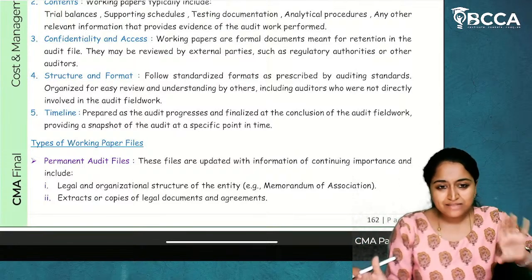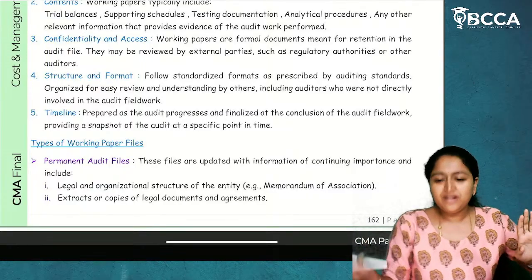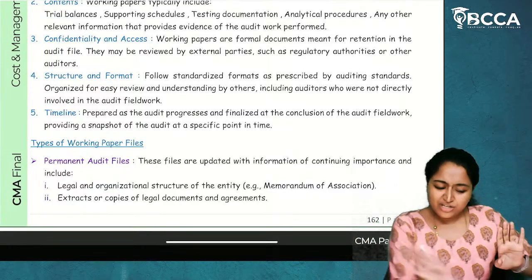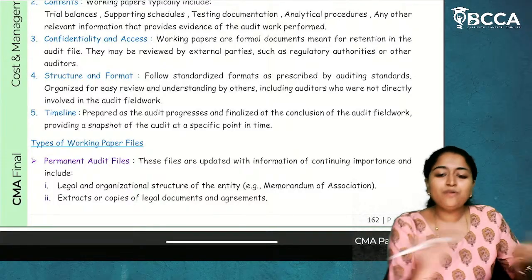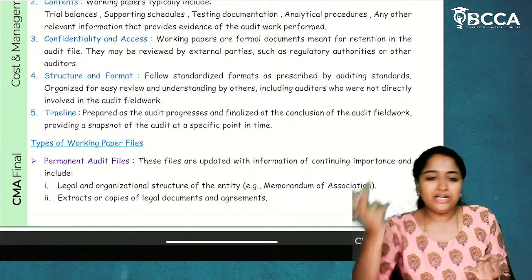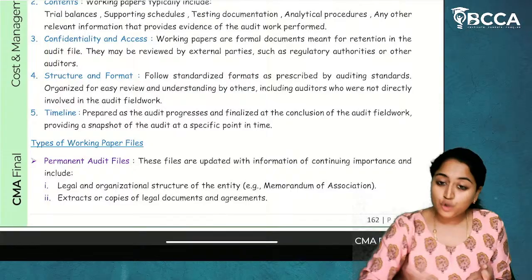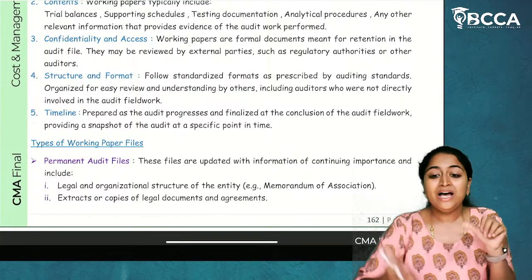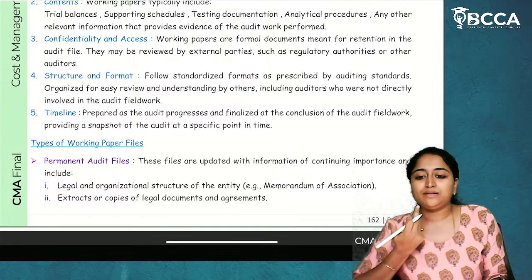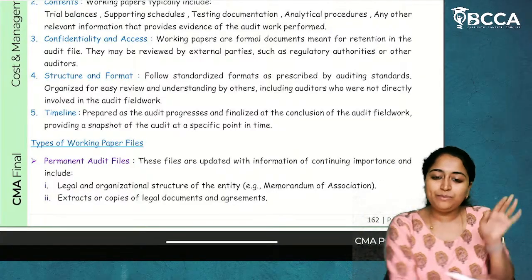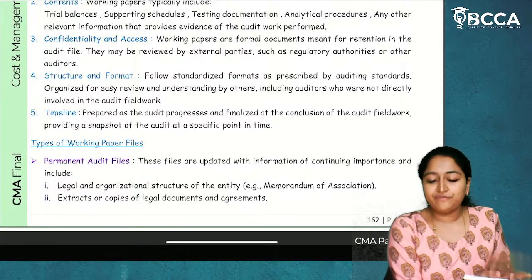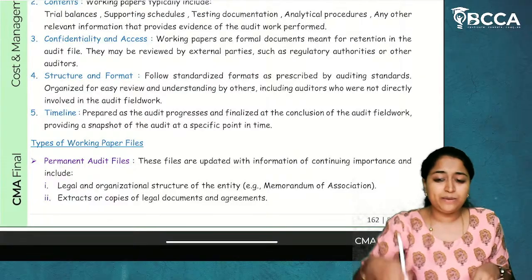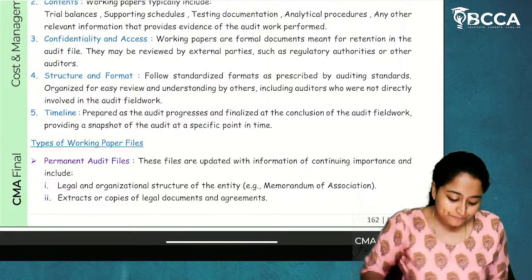Now, a file is nothing but, in the entire audit procedure, whatever he has obtained, he will show everything in that file. In this file, what all will be there? His audit engagement letter, his audit working papers, audit notebook, documents collected, whatever information collected regarding those papers, everything will be there in a file, which is called the audit file. So, these audit working papers will also form part of the audit file.